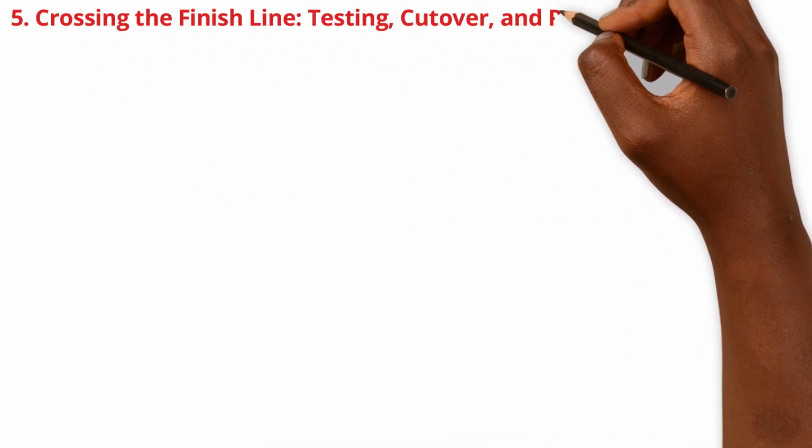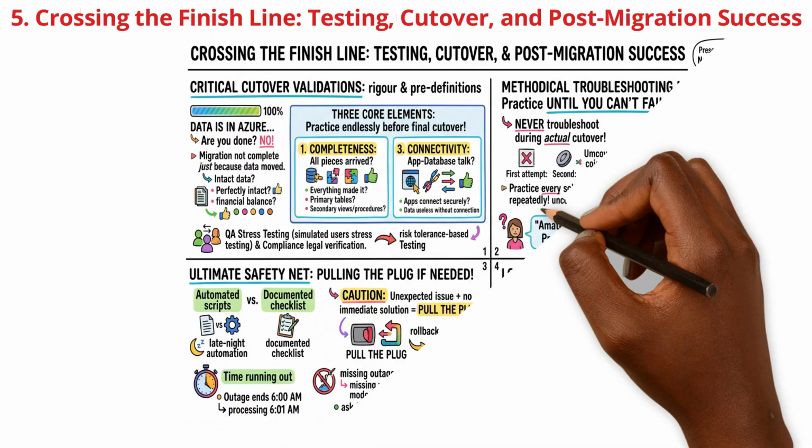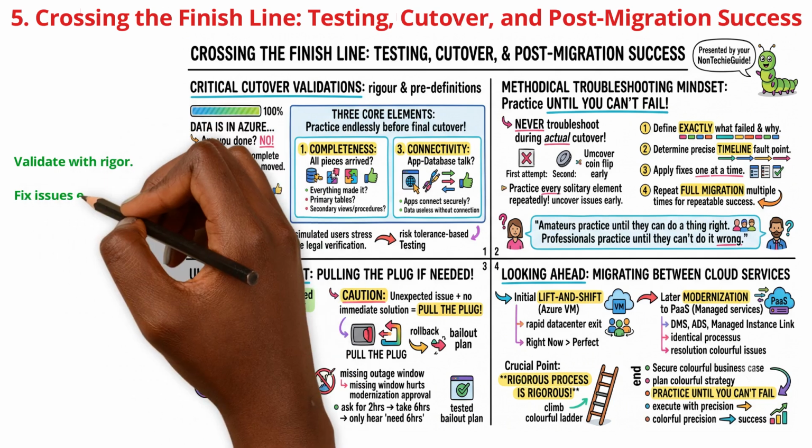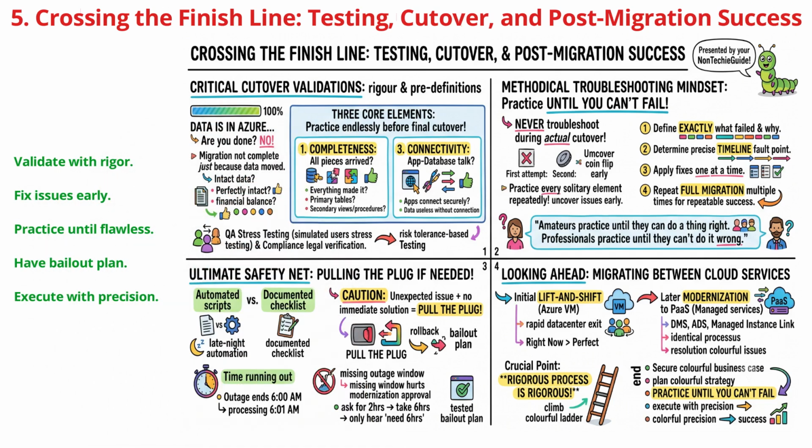Let's simplify that last stressful stage of cloud migration. Assuming your migration is done just because the progress bar hits 100% is a recipe for disaster. During the critical cutover phase, you must perform rigorous validations to prove the new environment is ready. You need to check for data integrity, data completeness, and overall system connectivity. If you discover an error at 3 a.m. during cutover, you've already failed.